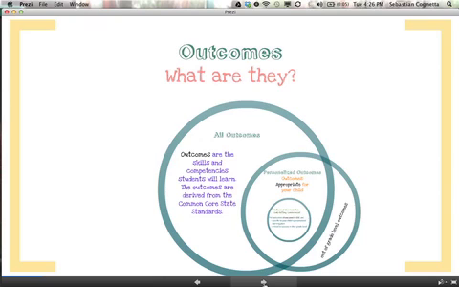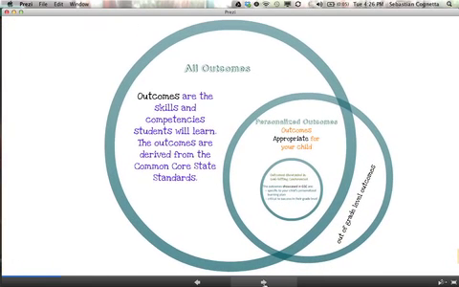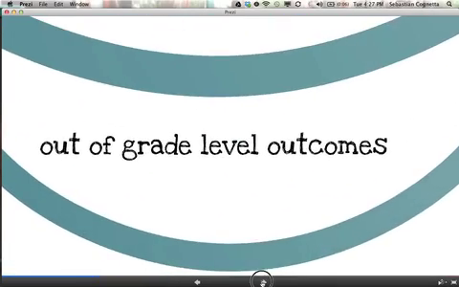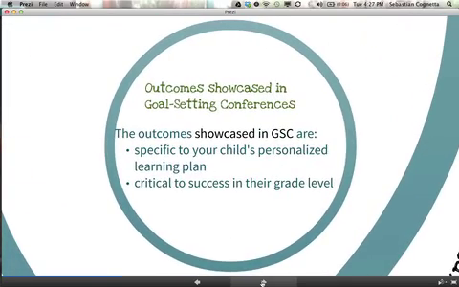One of the terms you'll hear at the goal-setting conference and beyond is the term outcome. So I'm going to take a second to explain what they are. The outcomes are derived from the Common Core State Standards, and they articulate the skills and competencies that students will learn. Because we personalize at Avison, the personalized outcomes are a subset of all outcomes. They are the ones that are most appropriate for your child. Some may even come from out of grade level. At your child's goal-setting conference, we're going to narrow the conversation around a few select outcomes that are the most relevant for your child. So while we'll teach all outcomes, the goal-setting conference will showcase just a select few.